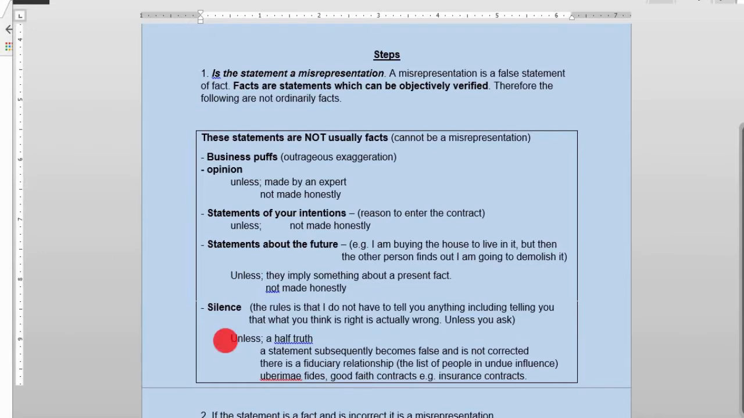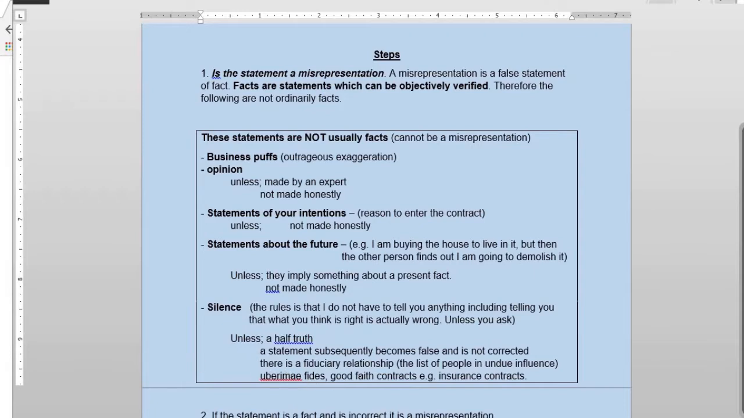The exceptions to this include a half-truth, which is a statement which is true, but it implies something which is false. We'll look at an example. Statements which are false after you made them, so it's true when I made them, but before we sign a contract or enter an agreement, they become false. Fiduciary relationships, the parent-child, trustee-beneficiary, solicitor-client, we looked at in undue influence. These people have an obligation to look after the other person and therefore cannot simply stay silent.